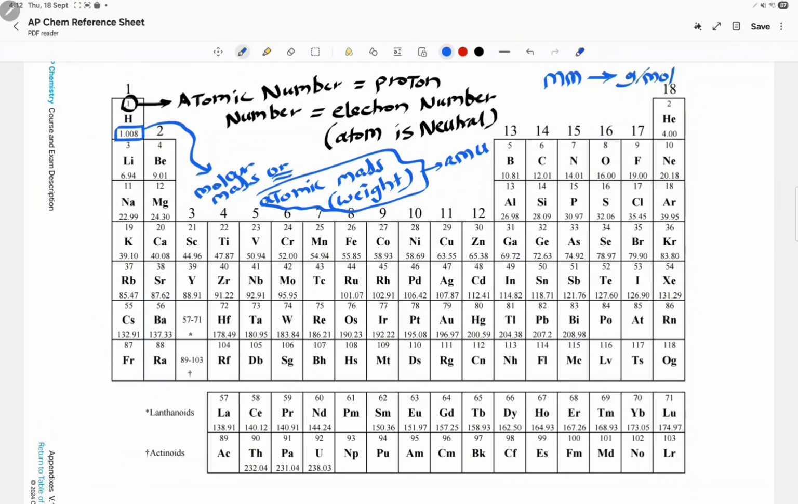Good. So now if someone says, what is the atomic number of silicon? What would you say? 14. And what's the molar mass of silicon? 28.09. Good. But one question. The molar mass and the atomic mass, so they're measured in grams per mole and AMU. Are they the same in terms of number? Same exact number. Yeah. Okay. Same exact number. Very good.